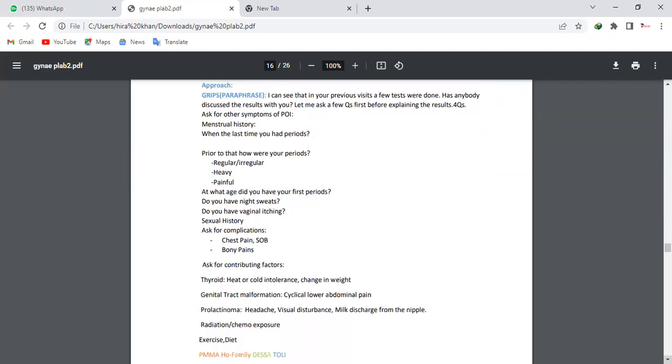Then ask about the other symptoms of premature ovarian insufficiency. Do you have night sweats? Do you have vaginal itching? Because in premature ovarian insufficiency, patients develop vaginal dryness. So you have to ask them.